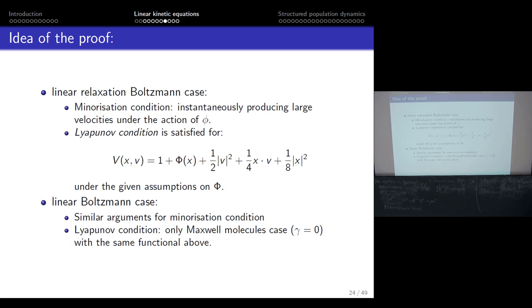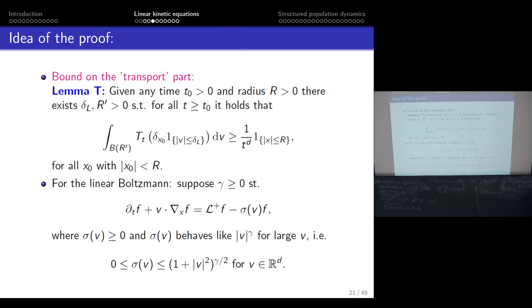So for the minorization condition, we will have the assumption that we are allowing to produce large velocities under the action of sigma here. We will consider a solution to the ODE with the action of this potential, and then for the Lyapunov case, this kind of function will satisfy the assumption, which is easy to verify.